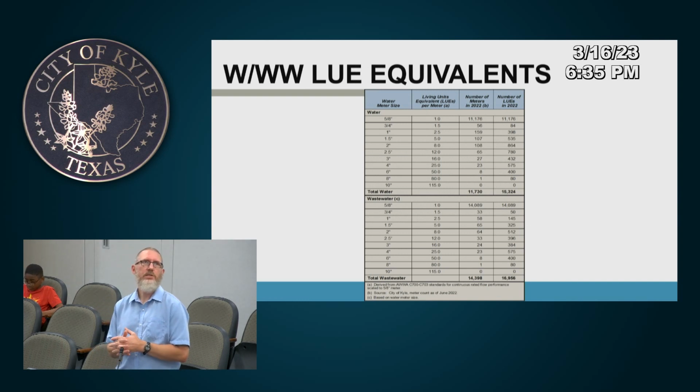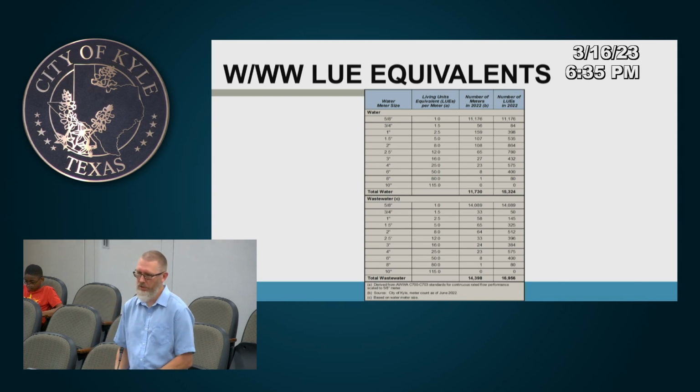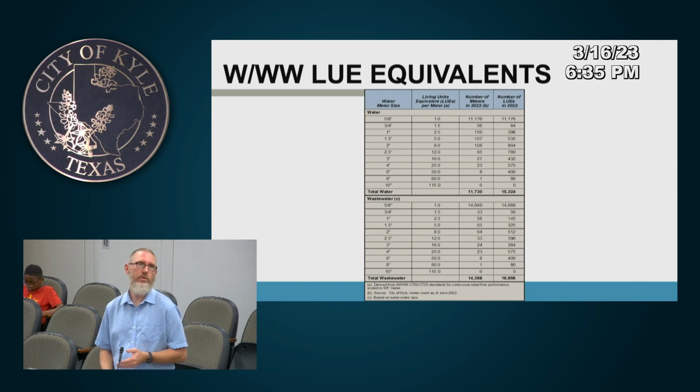This next slide shows our starting points for the number of equivalent units that we have within the water and wastewater system. You can see the number of meters by size in there. So on the water side, you have 11,730 water meters approximately. That's as of, I think, June of 2022. And then you have about 14,398 or so wastewater customers. The city does serve additional wastewater areas that it does not serve water to.